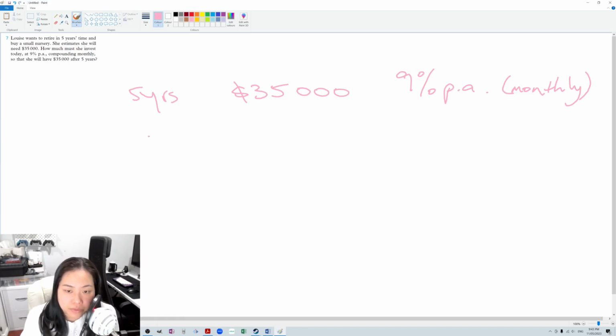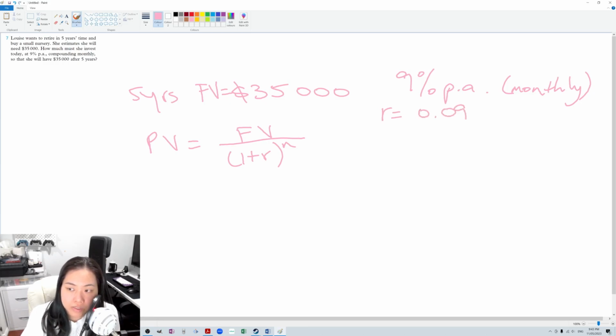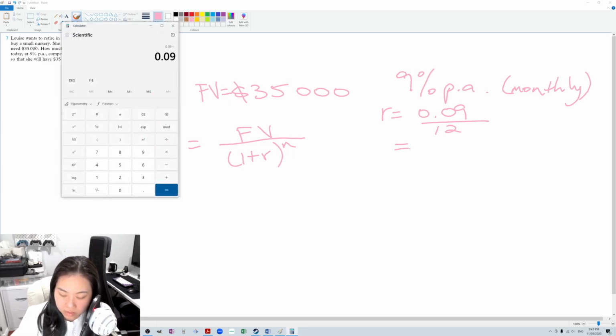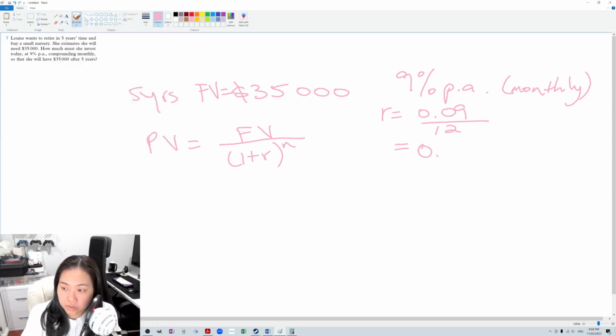Alright, so present value is equal to future value over 1 plus the interest rate to the power of the number of times that interest rate is going to apply. The future value is the $35,000, because Louise in the future wants that amount of money. The interest rate is going to be 0.09, which is 9%, divided by 12 because it's compounded monthly. Let's find out how much that is. That is 0.0075. So that will be the monthly interest rate.